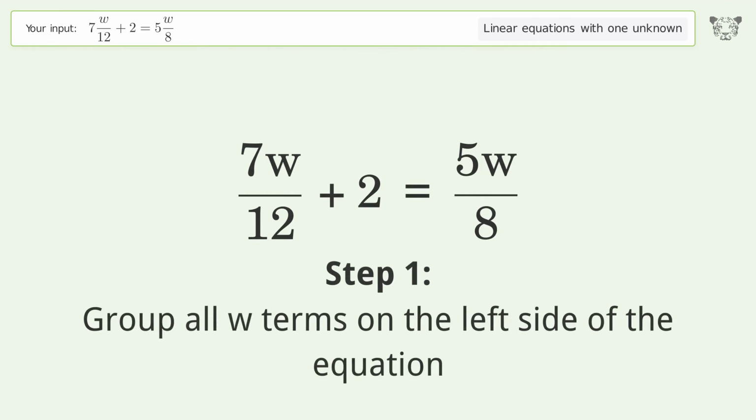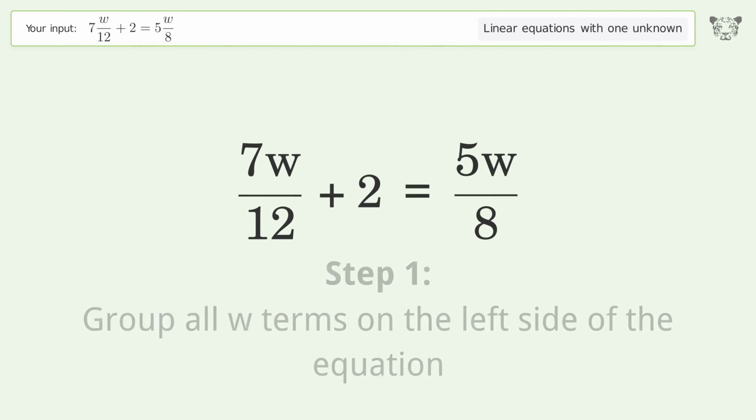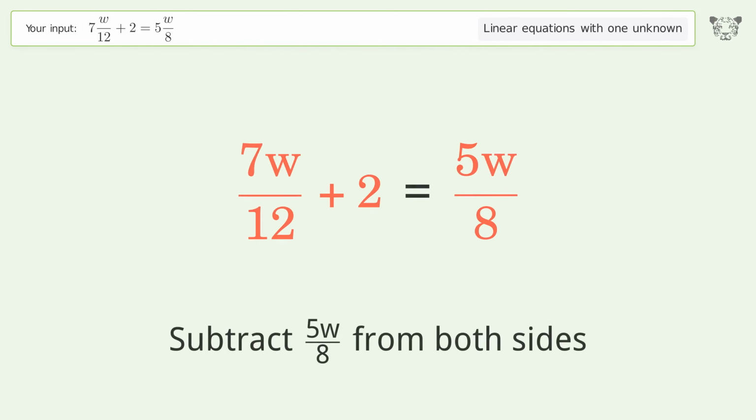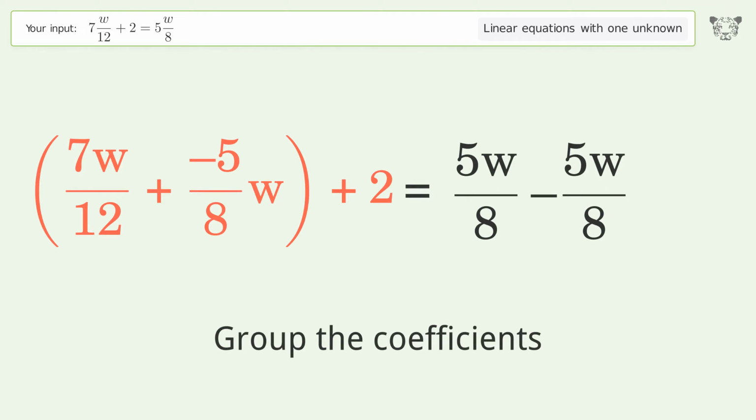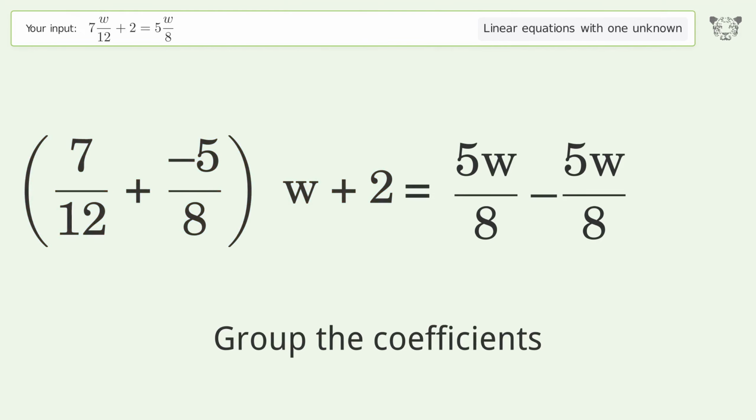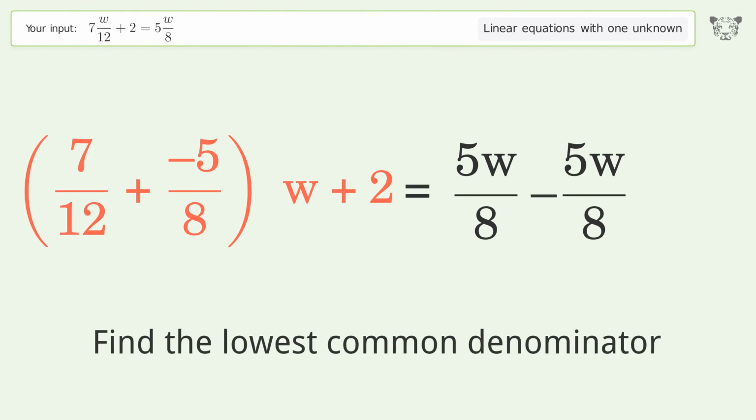Group all W terms on the left side of the equation. Subtract 5W over 8 from both sides. Group like terms. Group the coefficients. Find the lowest common denominator.